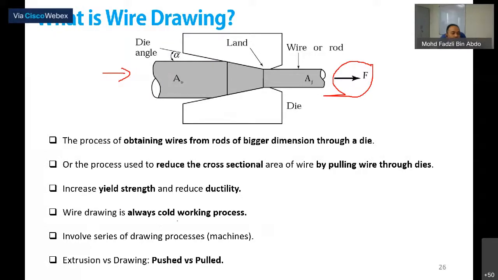Wire drawing is always a cool working process. Biasanya cool lah. Dia tak macam extrusion tadi. Extrusion tadi dia ada hot, dia ada cool. Involve series of drawing process ataupun machine.